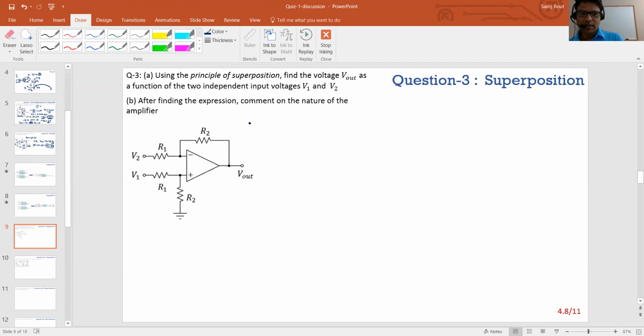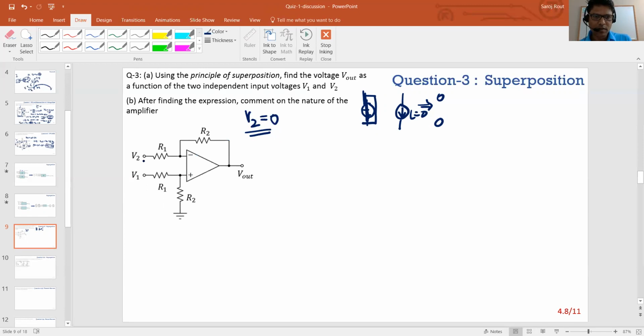So let's take the first one where we'll make V2 equal to 0. Anytime you're making independent sources 0, if it is a voltage source, then it's a short. You just short the voltage source. And if it is a current source and you're making it 0, because I equals 0, that means it is open. So remember that: a voltage source you short to make it 0, and a current source you open to make it 0.